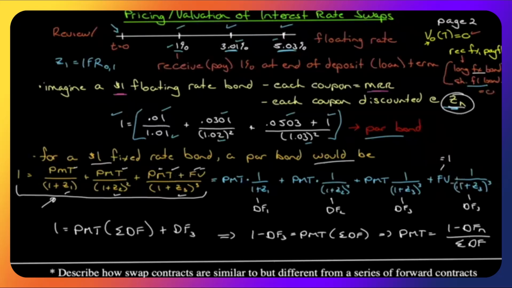It's just expanded out, right? Well, 1 over Z1, we learned that's a discount factor. 1 over (1 plus Z2) squared, that's the second discount factor. This is just a discount factor. So this is DF1, DF2, DF3, and of course that is DF3 as well.